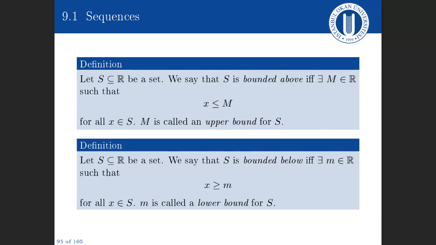So let S be a set. We say that the set is bounded above, same idea as for sequences, if x is less than or equal to capital M for all x in S, for some capital M. Capital M is called the upper bound, and we have the same idea for bounded below. So just as we did for sequences, we're doing the same thing for sets.